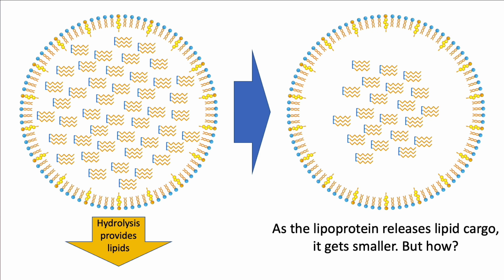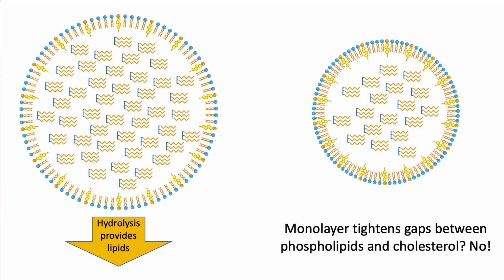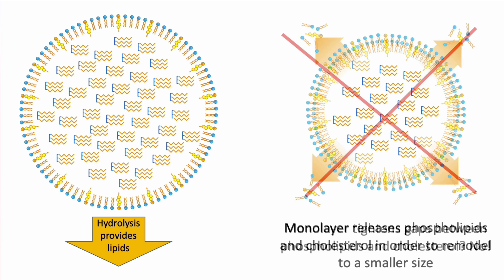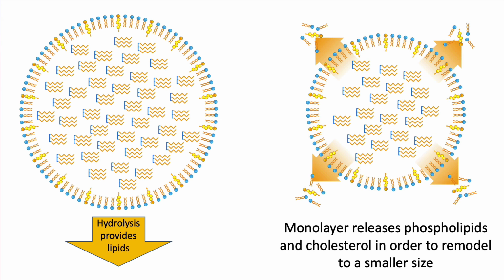Let me tell you how it doesn't get smaller. Monolayer tightens gaps between the phospholipids and cholesterol? No, that's not it. You can't just squeeze the molecules together. No, what has to happen is the monolayer has to release phospholipids and cholesterol in order to remodel to a smaller size.